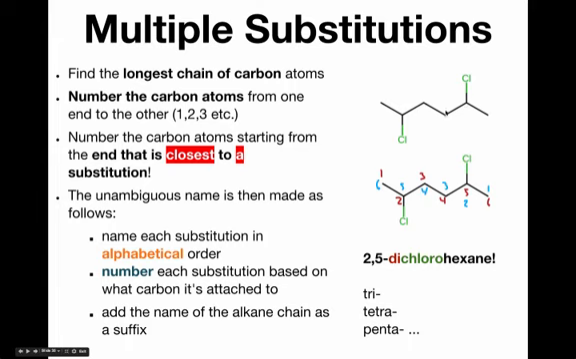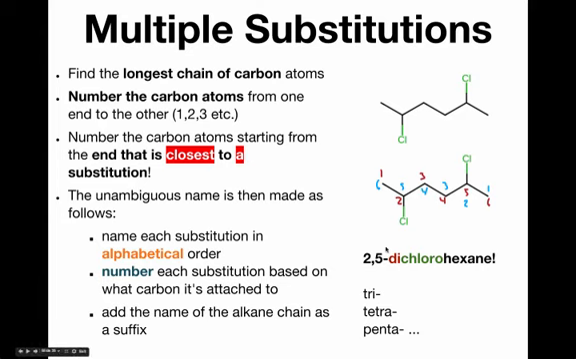It's hexane because the chain of carbons has 6 carbons. It's chloro because there are chlorine substitutions here. And it's dichloro because there are 2 chlorine substitutions. And the 2, 5 tells you what carbons in the chain those 2 chlorines are attached to. There is 1 chlorine attached to carbon number 2. There is 1 chlorine attached to carbon number 5. And so the unambiguous name of this particular molecule is 2,5-dichlorohexane. If you wanted to number using the blue numbering system, you would end up with the same name. So it doesn't matter which numbering system you choose.